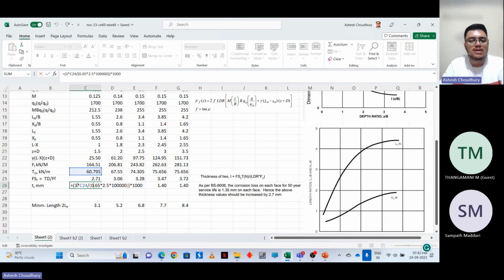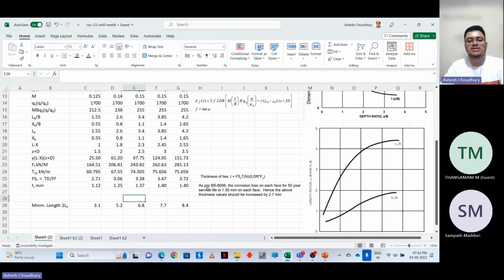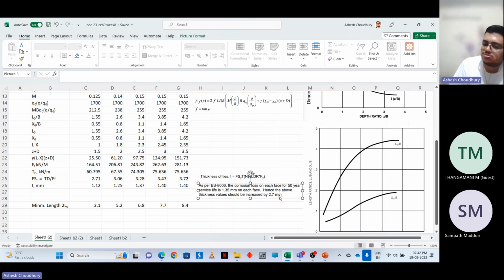Understood? So FSY is 3, given in the question. Tn is the load in each reinforcement, which is nothing but TD here, the same as T of n at each level, divided by LDR. LDR is given as 0.65 times the yield strength of this tie times 1000 to get it in mm. So we get this one. As per the direction, as per the corrosion loss on each face for 50 years service life, 1.35 on each face, the above thickness value should be increased by 2.7.